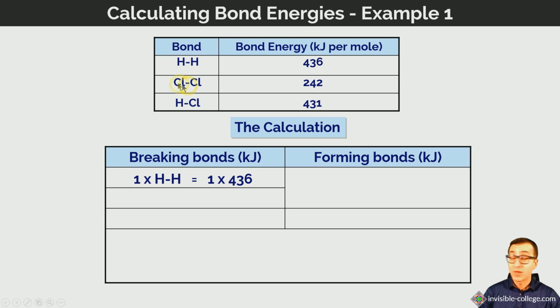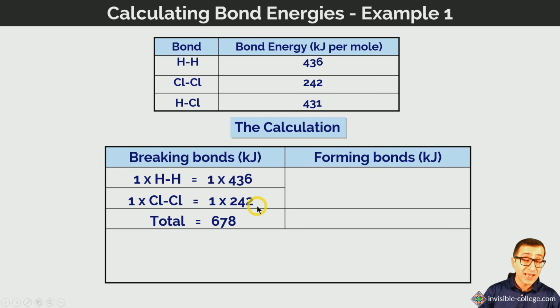We also have 1 mole of Cl2 molecules, which again contains 1 mole of chlorine to chlorine bonds. To break those bonds, we need 242 kilojoules. So the total amount of energy that we need to put in to break all of the existing bonds in the reactants is going to be this value plus this value, which gives us 678 kilojoules.